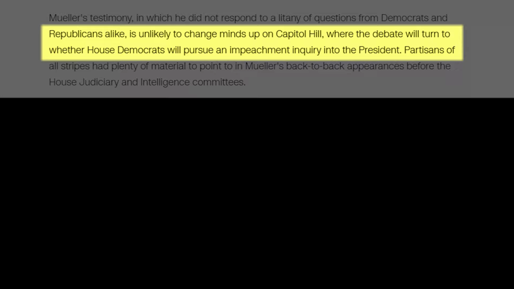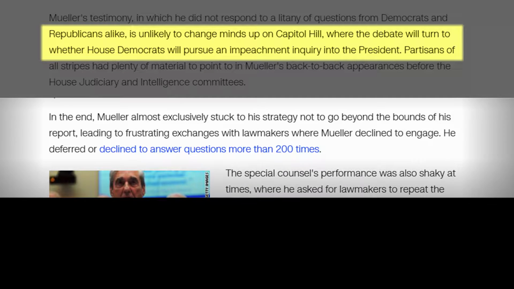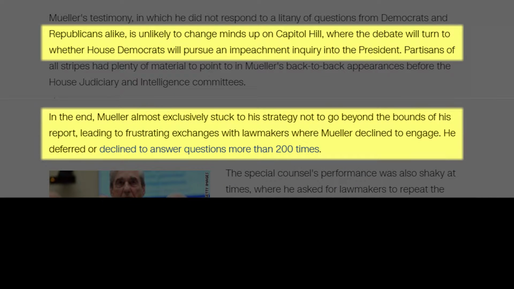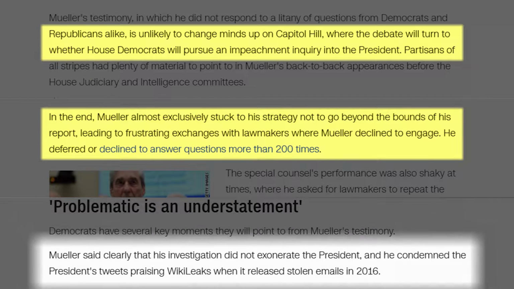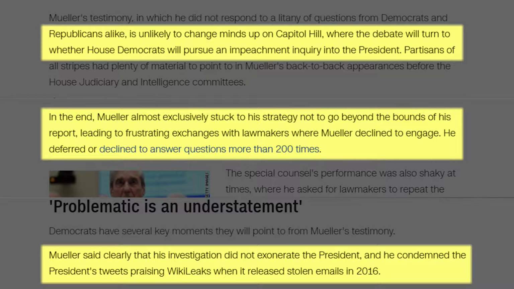Argument: The hearing did not change the status quo, and both the Democrats and Republicans have other strategies planned to fight over the continuation of the investigation and proposed impeachment. The first premise: Mueller avoided both the Republicans' and Democrats' questions. The second premise: Robert Mueller repeated damaging information from his report about President Trump, but it was not enough to change anyone's mind or for Democrats to pursue an impeachment inquiry.